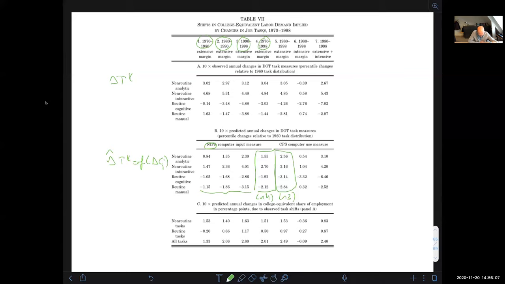And so column 6 is using equation 16, which was basically doing this within-occupation change in task content, estimated on within-occupational changes in computer use for the 1980s, 1990s. And then the final column 7 is combining predictions from the CPS measures, using between-occupational task variation, that's column 5, and within-occupational task variation predicted by these CPS measures. And you can just add those to get the final column 7. Okay, so these are the delta T's.